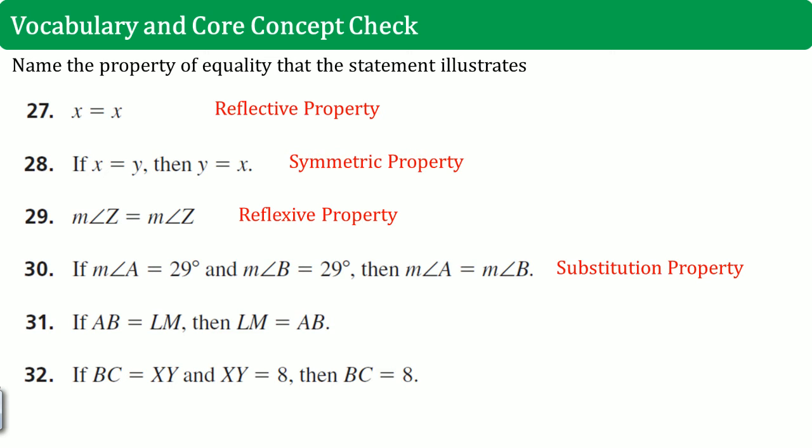31. If AB equals LM, then LM is equal to AB. That flips, so that is the symmetric property. Next, if BC equals XY and XY equals 8, we know then BC is equal to 8. That was a transfer, so that is the transitive property.